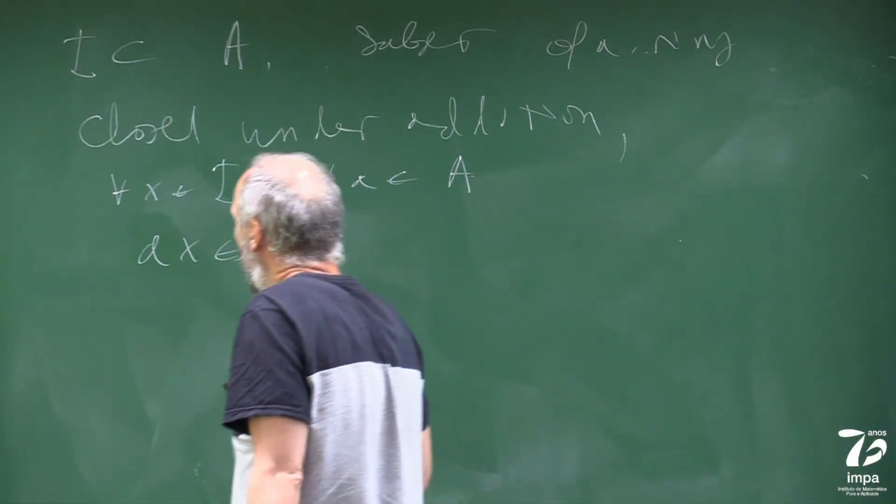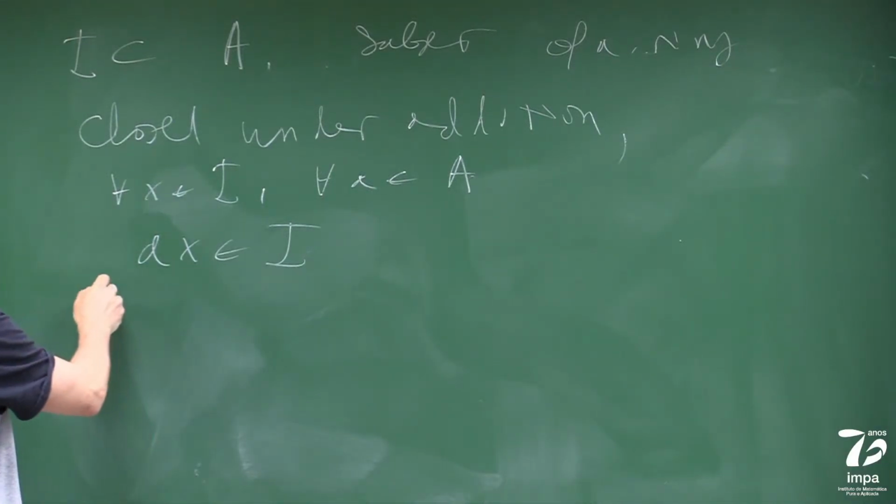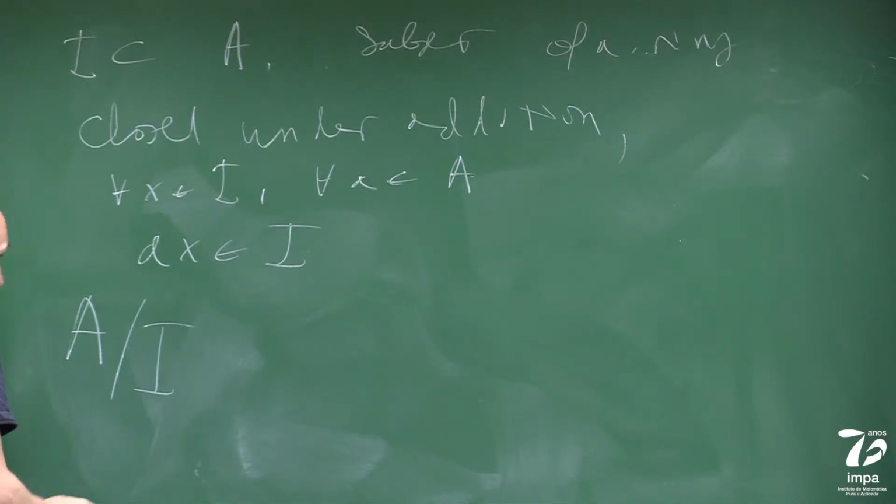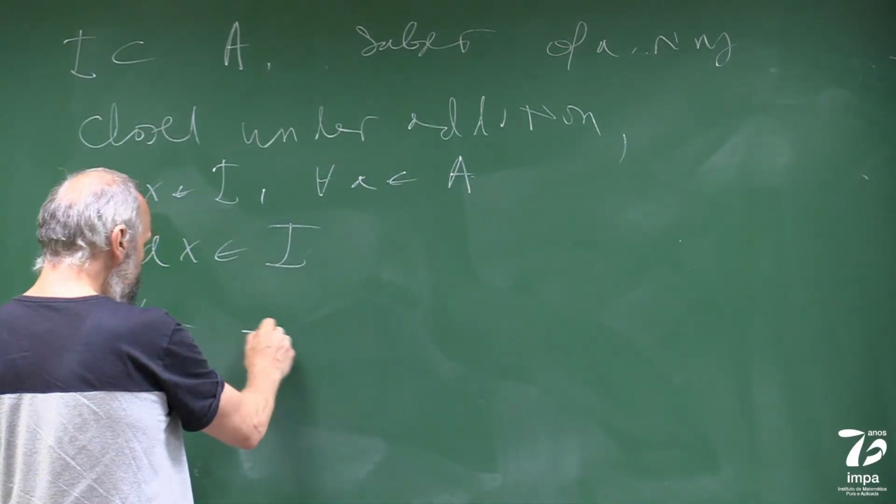What is important, and this is again basic algebra, is that a quotient set, quotient space or quotient of the additive group, is also a ring.